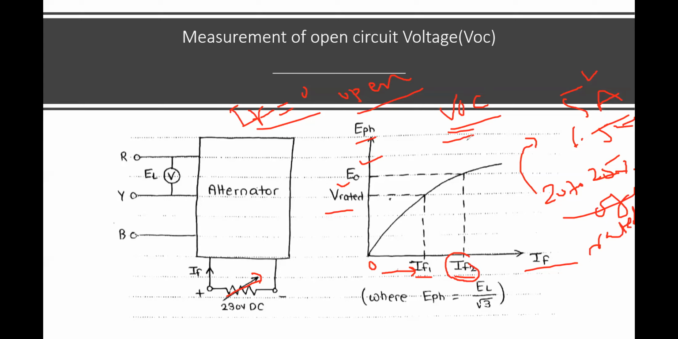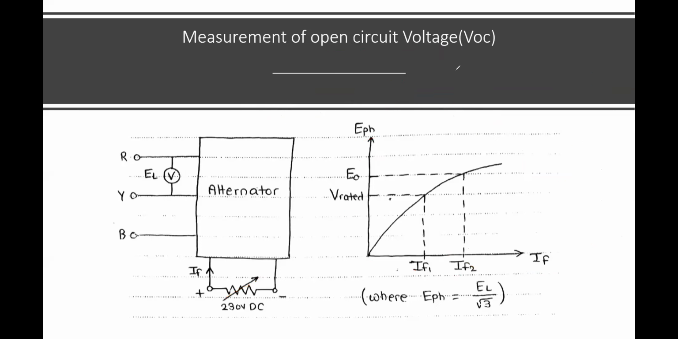Okay, so this is the way we can calculate the open circuit voltage by using the open circuit test. This is very important, and it is also called which type of characteristics? That is OCC, open circuit characteristics. This characteristic is used to calculate VOC. So this is the conclusion: by using OCC I get VOC.